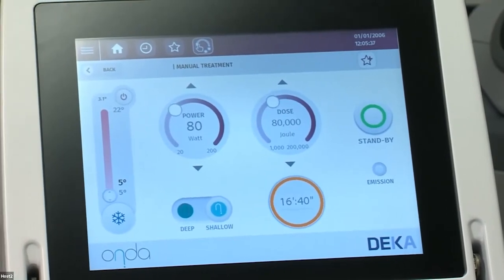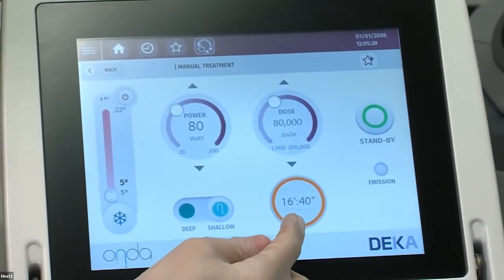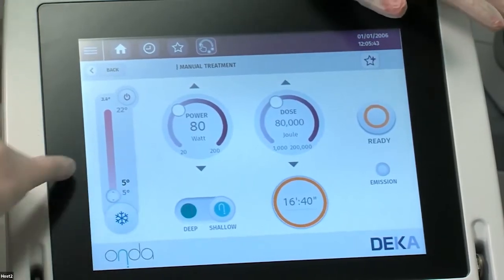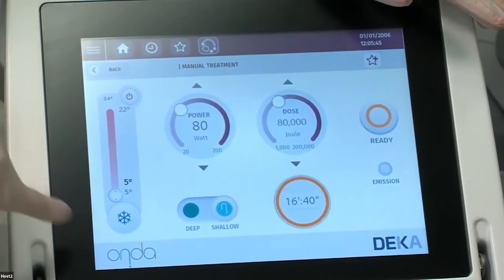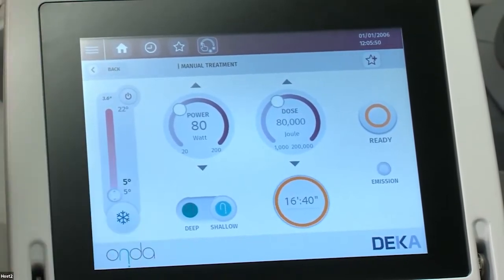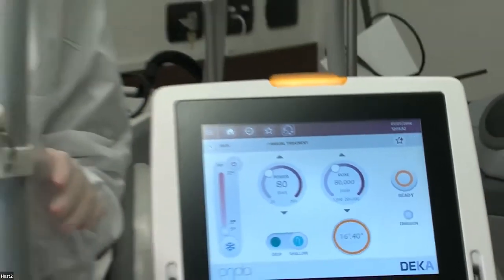Okay, so I'm going to work for 70 minutes. I always maintain 5 degrees temperature to allow the patient to tolerate better. And I rub some Vaseline oil.